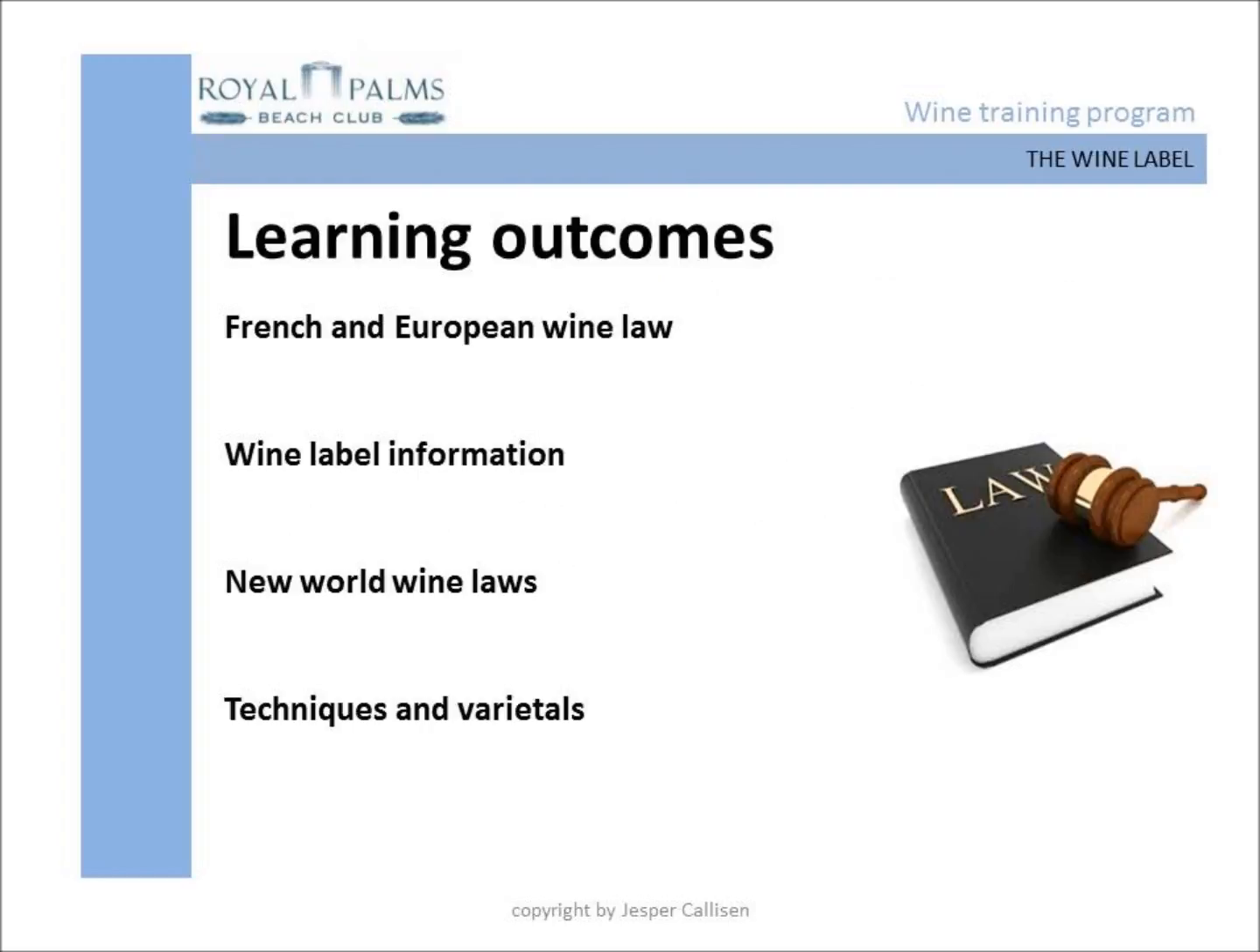We will start the session looking at European and French wine law. We will look at the higher quality appellations as well as the lower quality appellations. Next, we look at the wine label and the information it must provide us with. The wine label can give us indications about the quality and style of a wine, but not certainty.